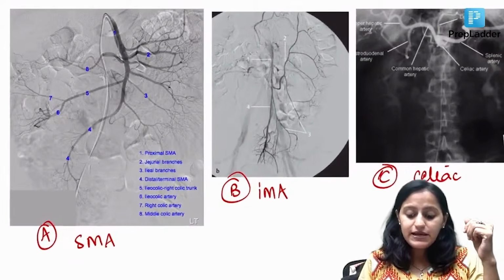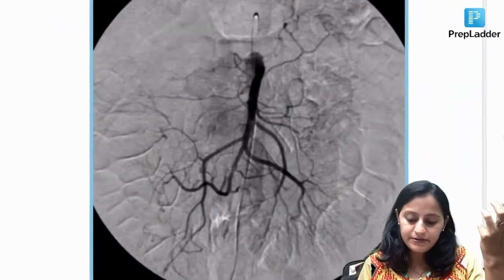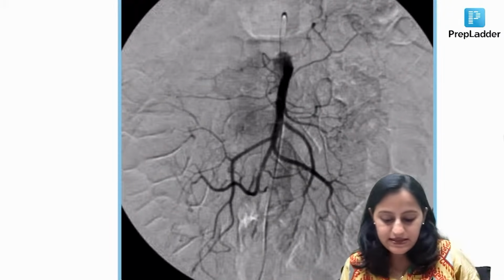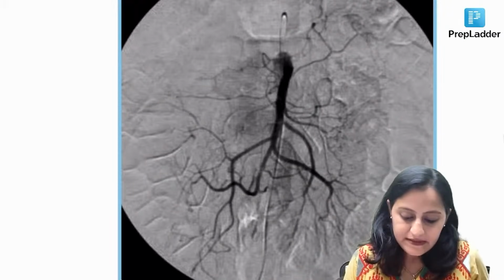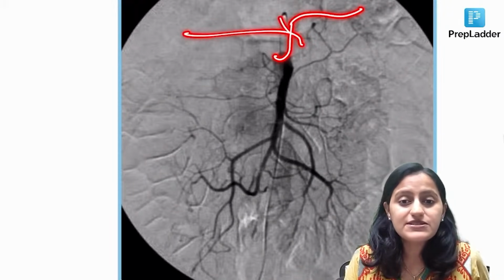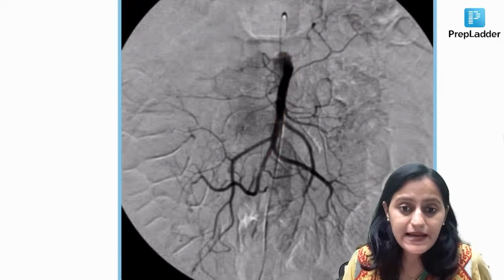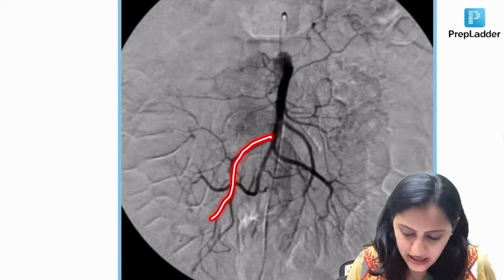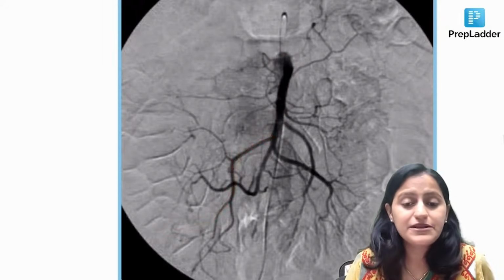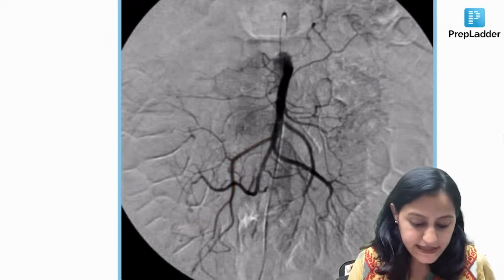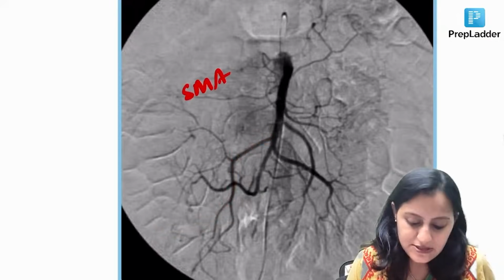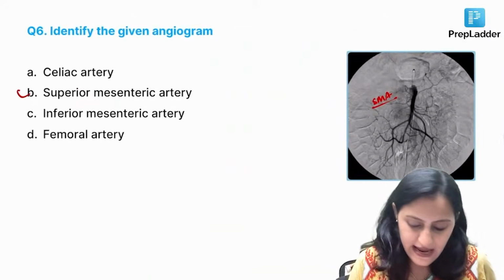Now let's have a look at the image given here. Okay, so what are you seeing in this image here? This artery is not just giving the branches above. You can see that it is coming down, right? So this is not celiac. You can see the branch coming on the right side, right? You can see this branch coming on the right side. So this is going to be a superior mesenteric artery angiogram.